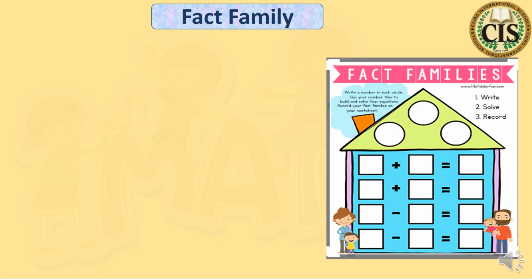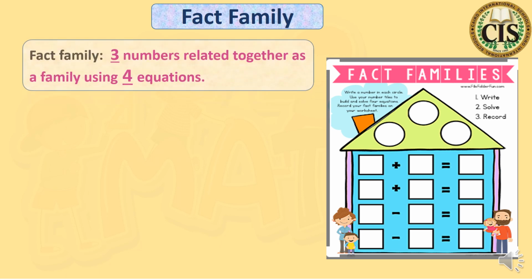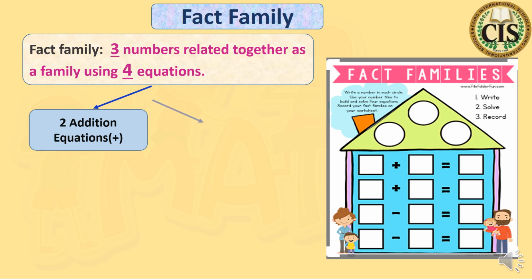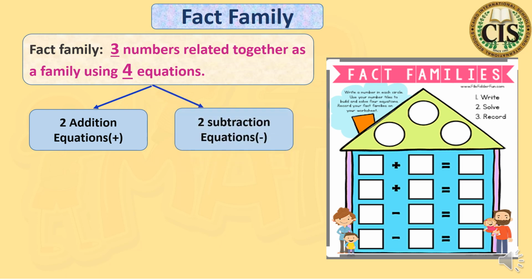Here we're gonna start the first topic in chapter 10, which is fact family. What's fact family? Fact family is three numbers related together as a family using four equations, which are two addition equations and two subtraction equations.